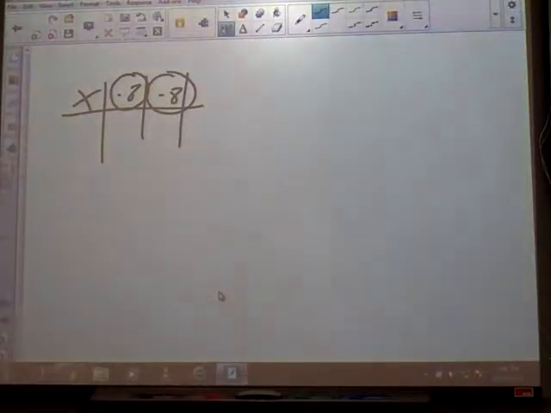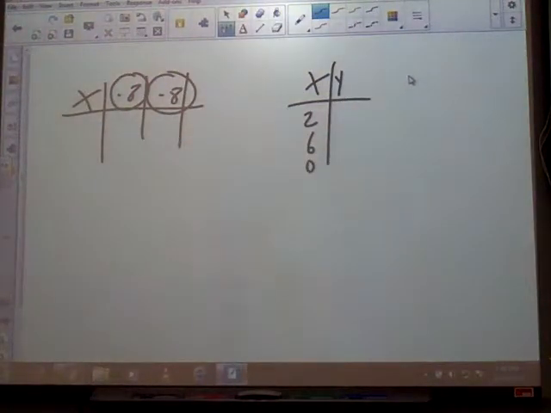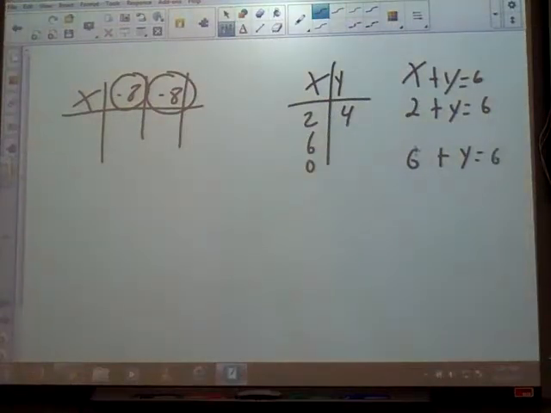All right, 7's a pretty easy one. They give you the input-output table started already. I got a 2, 6, 0. They give me the equation, x plus y equals 6. And this is like fourth grade level math right here. Plug a 2 in, 2 plus what equals 6. Well, that has to be 4. Plug a 6 in, 6 plus what equals 6. Well, that has to be 0. Plug a 0 in, 0 plus what equals 6. What's that got to be? 6. So I should have got C for number 7.